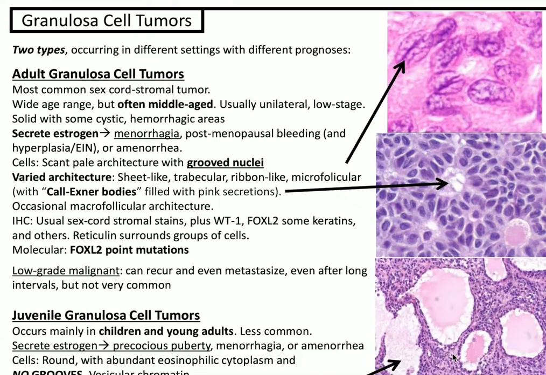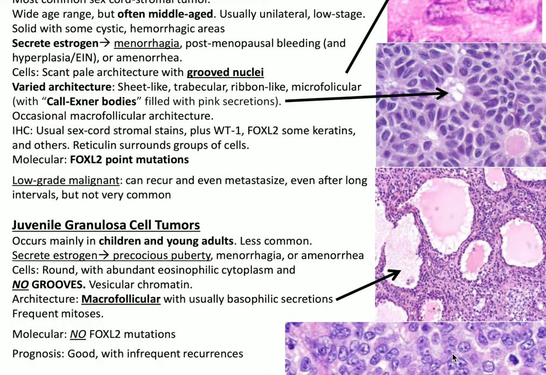Granulosa cell tumors, two types. Adult granulosa cell tumors have the grooved coffee bean nuclei and have Call-Exner bodies and FOXL2 point mutations. Juvenile granulosa cell tumors have no grooves. It has no FOXL2 mutations.